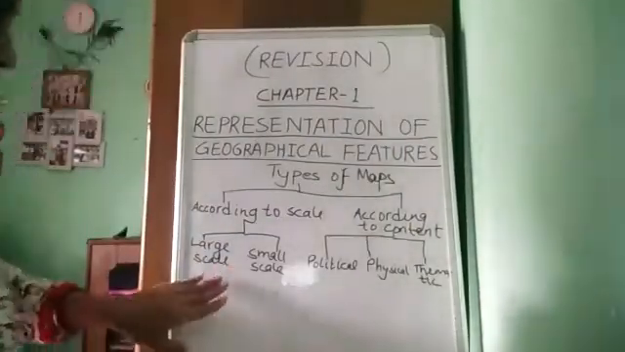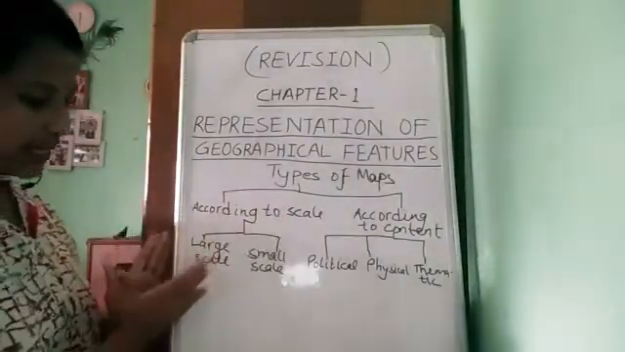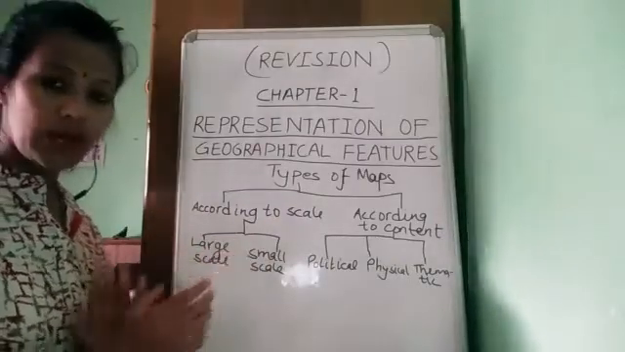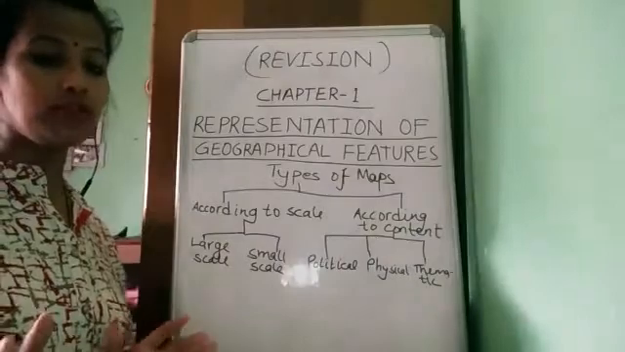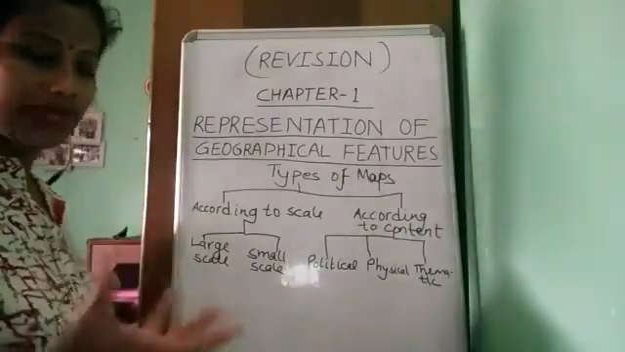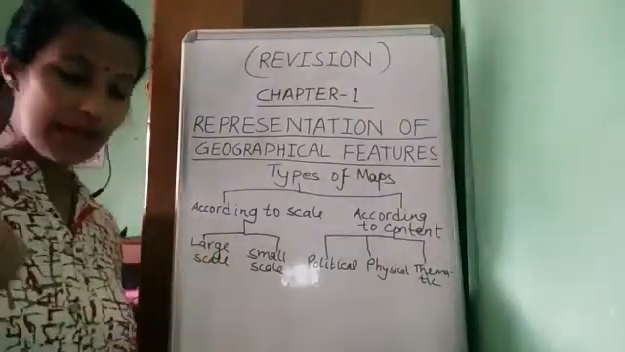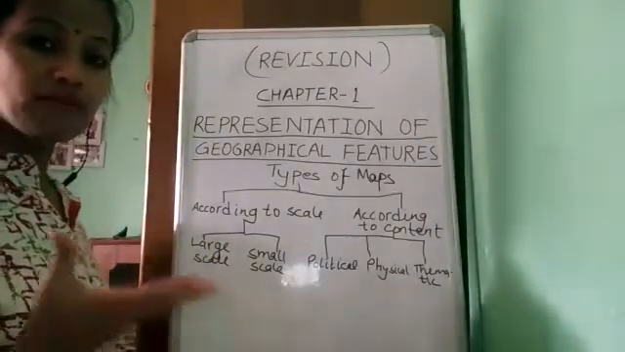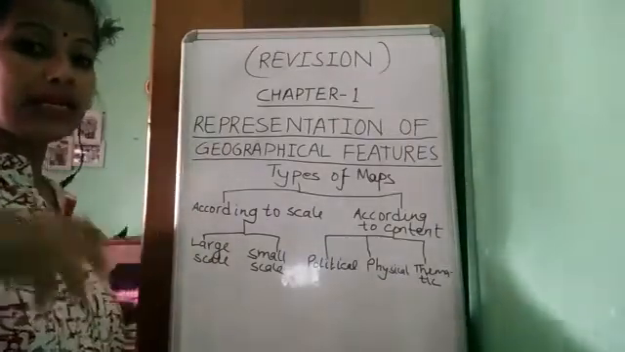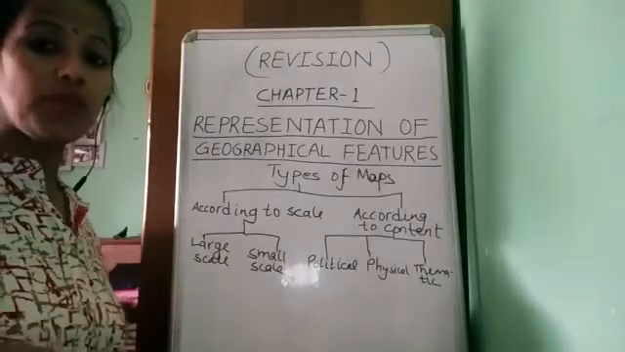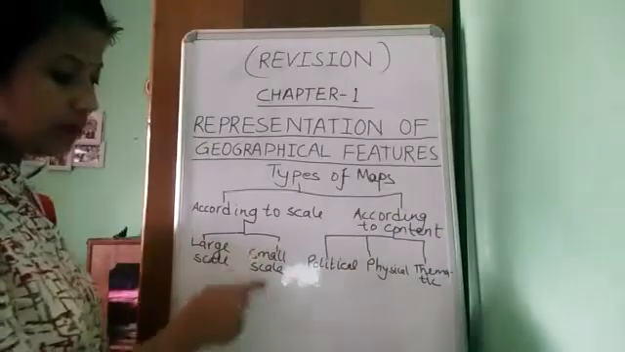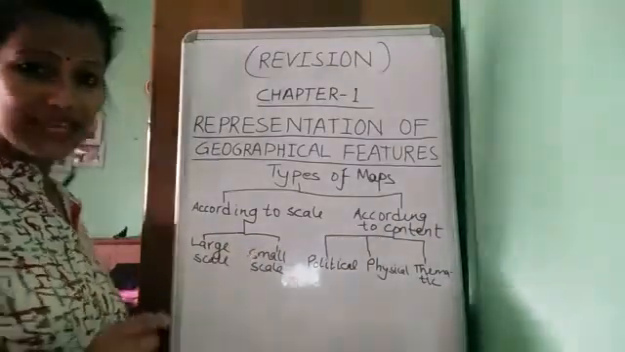Now according to scale, there are large scale and small scale maps. A map which shows a large detail about a small area is called a large scale map. And a small scale map is a map which shows a small amount of detail about a large area.